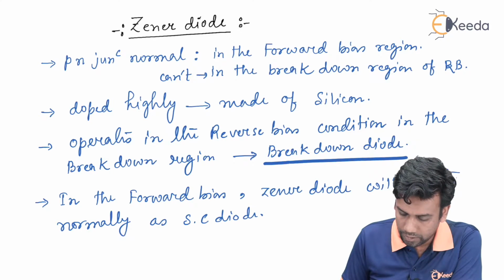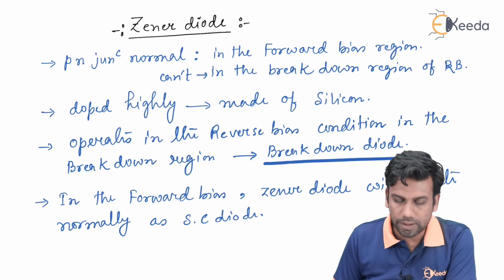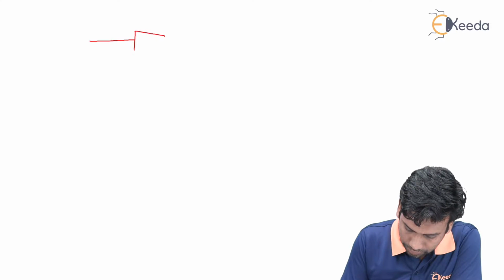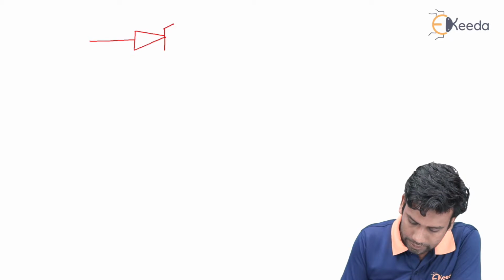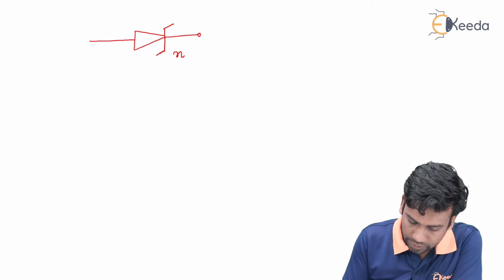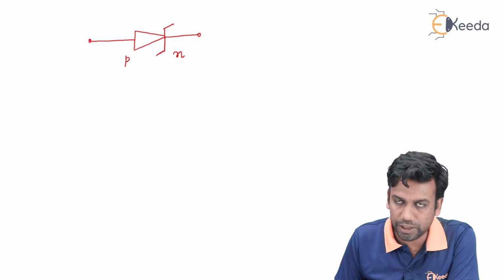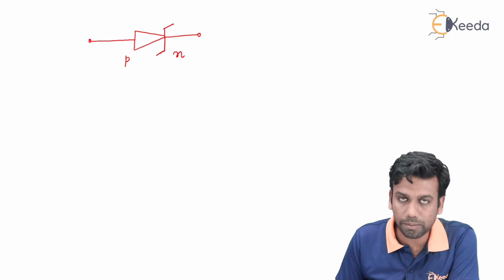Now the circuit symbol of a Zener diode looks like this. This will be the P side of the diode, and on the N side there will be a structure like a Z, because of the name Zener diode. So this is the N side and this is the P side of the diode. This is the symbol of the Zener diode in circuit operation.